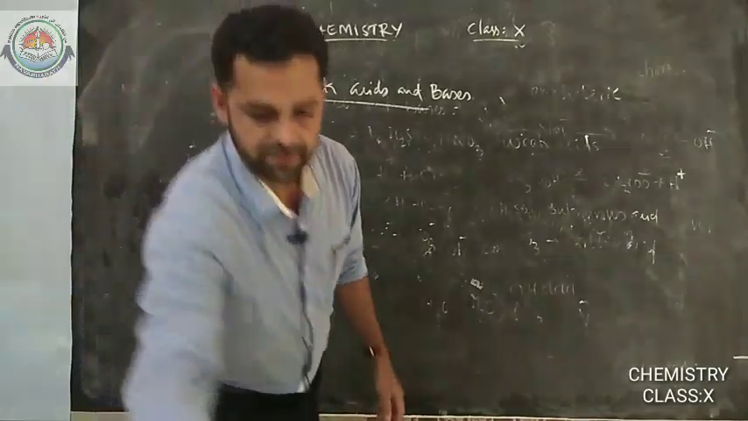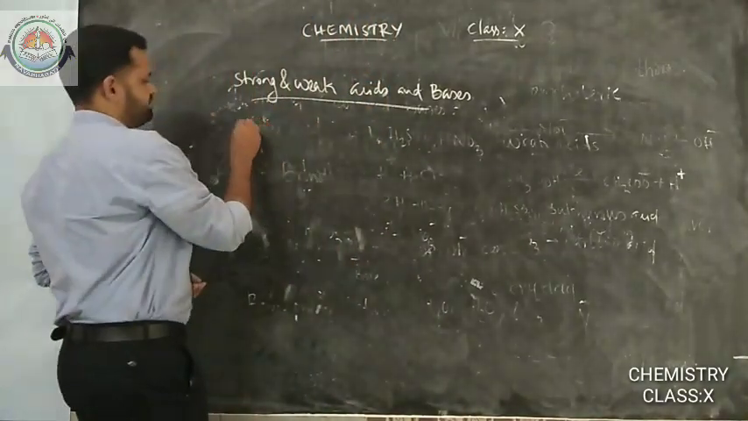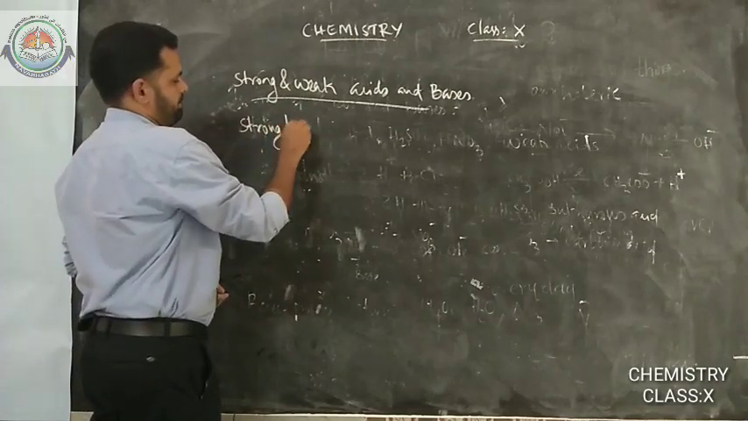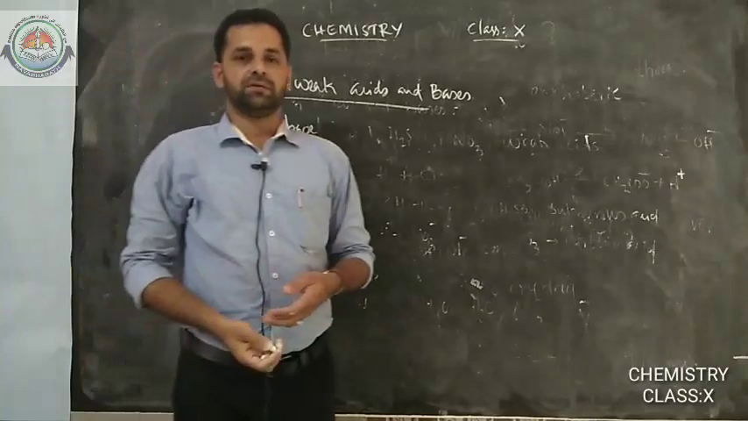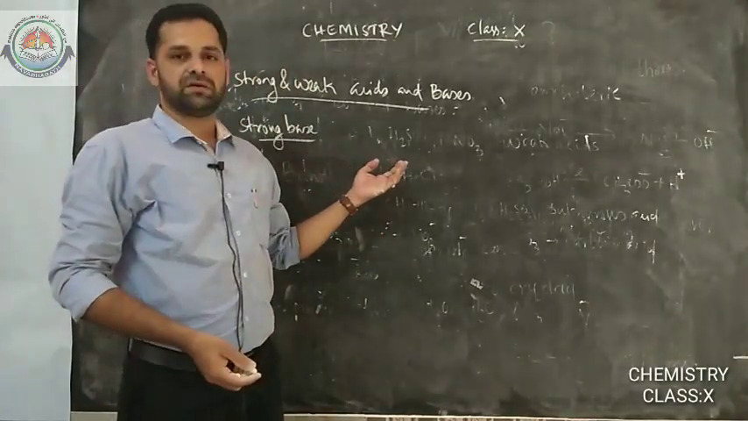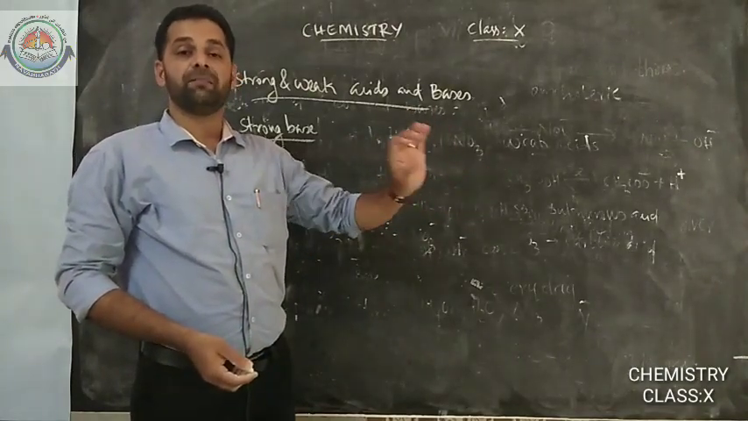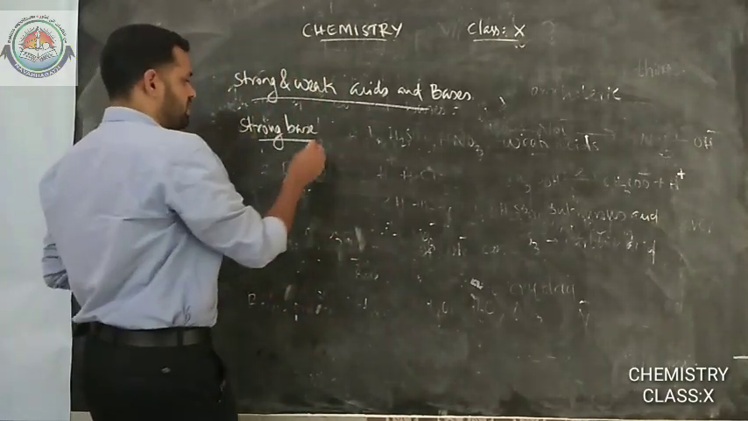What about bases? What is a strong base? A strong base is a substance which dissociates completely and gives more amount of hydroxyl ion, OH minus ion. That is called a strong base.